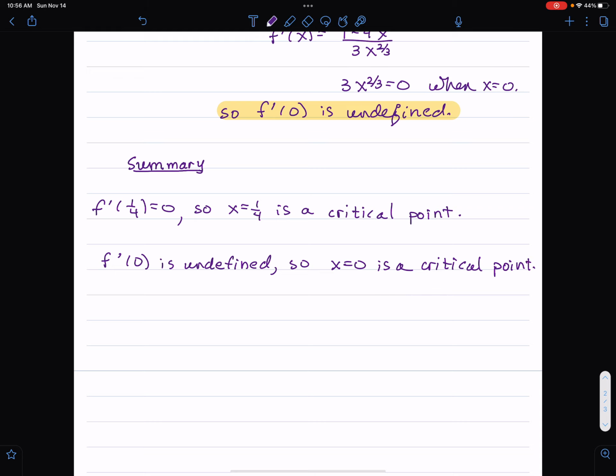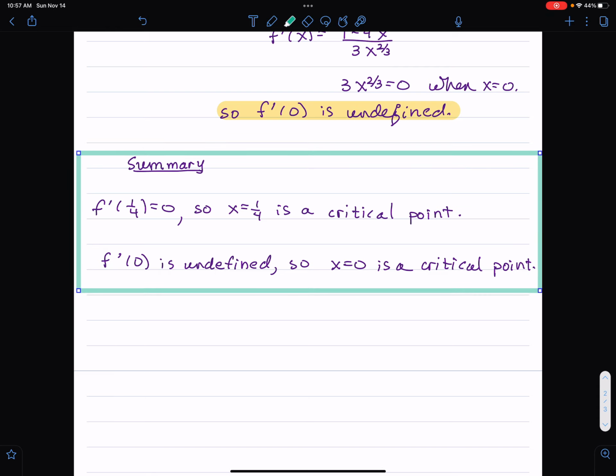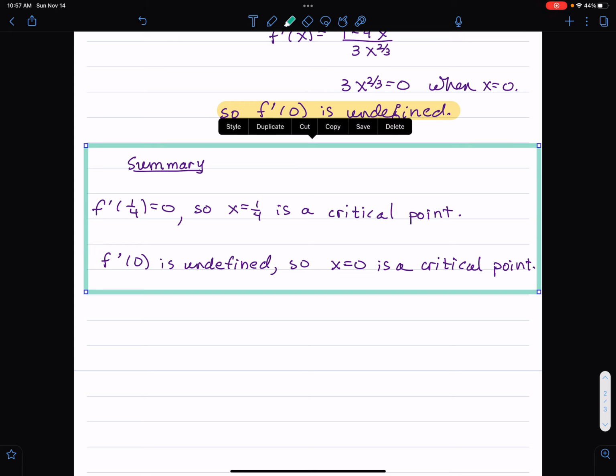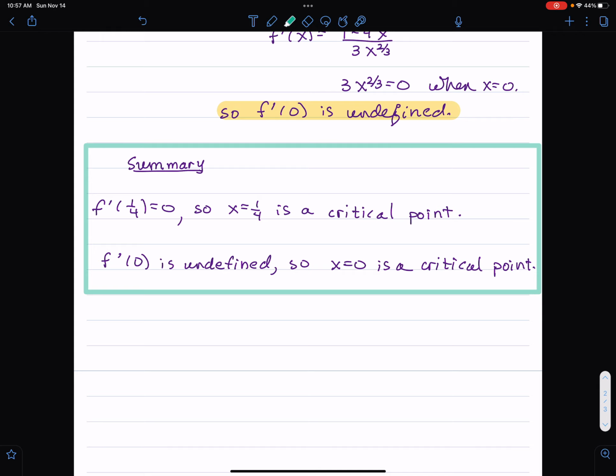So again, the overview is you take your function and you find its derivative. You look to see where the derivative is equal to 0, and you look to see where the derivative is undefined. The places where f prime is equal to 0, those are critical points, and the places where f prime is undefined, those are critical points. These problems can be simple if the derivative is easy to find and easy to solve f prime of x equals 0. But some can be quite difficult if it's a difficult derivative and difficult to solve the equation f prime of x equals 0.